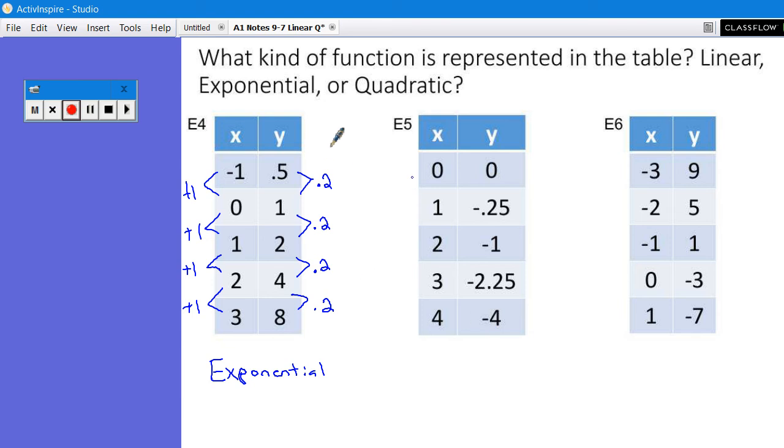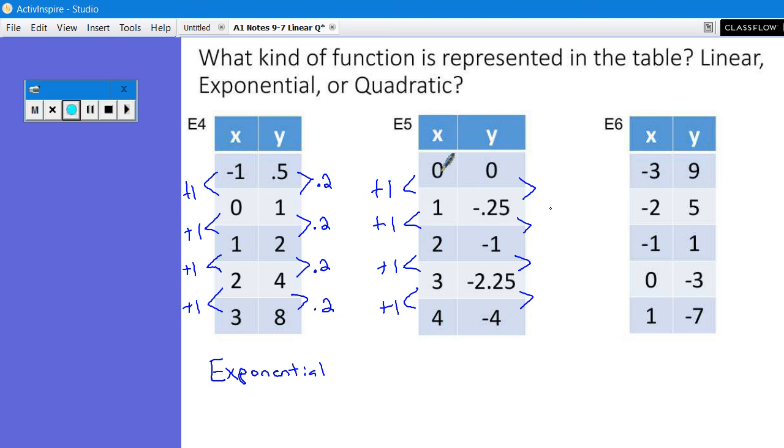Okay, for the next one, we look at the first one and see if it's the same every time, which it is. It's +1 on this side. So we look at this side over here, and we look to see what it's doing every time. Are we adding the same thing? Are we not? Are we multiplying by the same thing? Are we not? And we see what is happening every time. For this one, interesting, we are subtracting 0.25. No? These are all different.